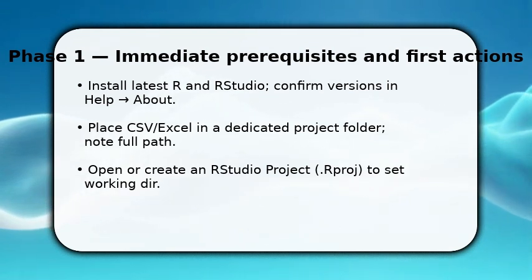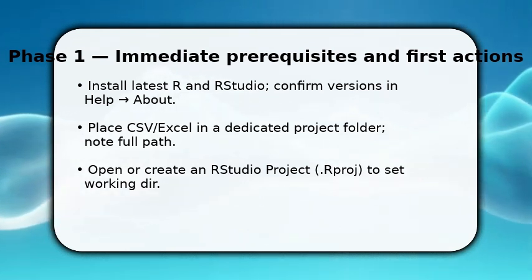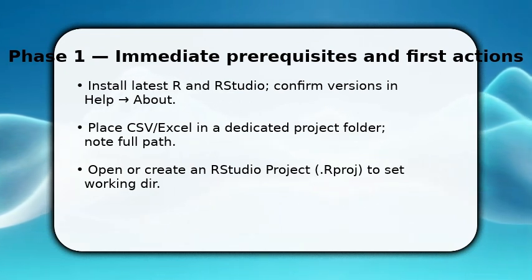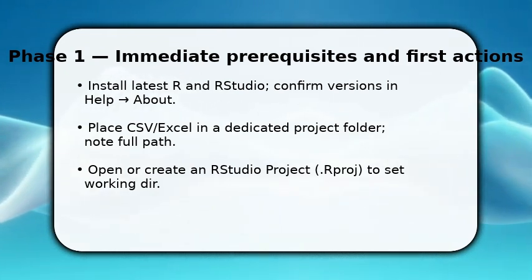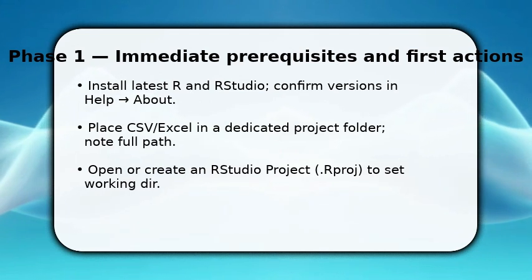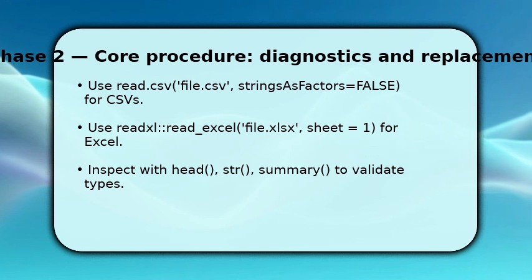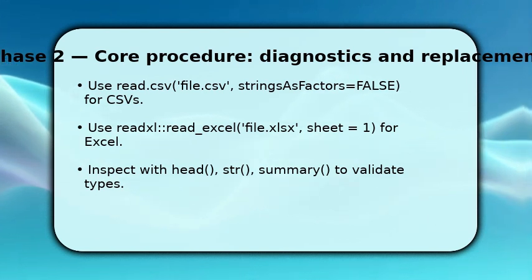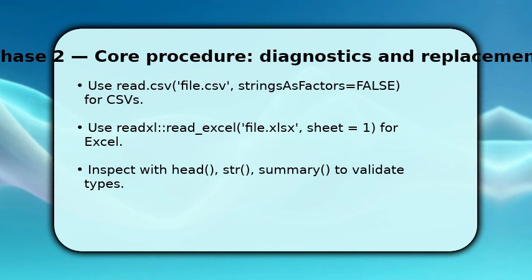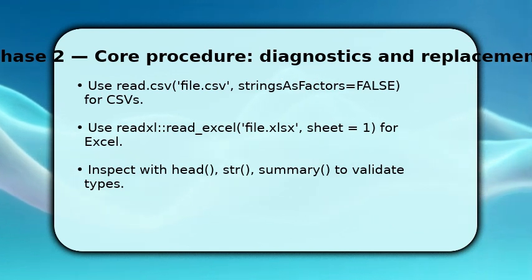This first action avoids path errors later and lets you import with relative paths, which makes scripts portable and reproducible across machines. Now run the actual import commands. Choose read.csv for plain CSV or readr's read_csv for faster parsing. If you have Excel, install and call readxl, then run read_excel with the sheet number.